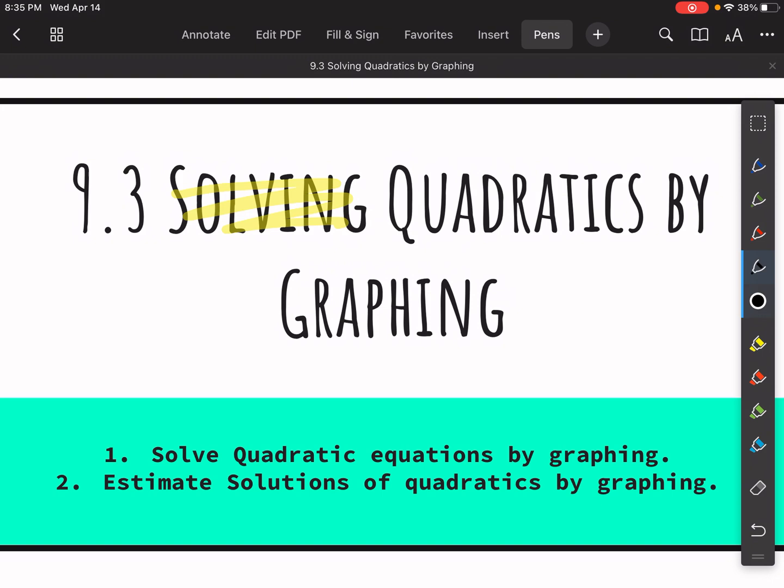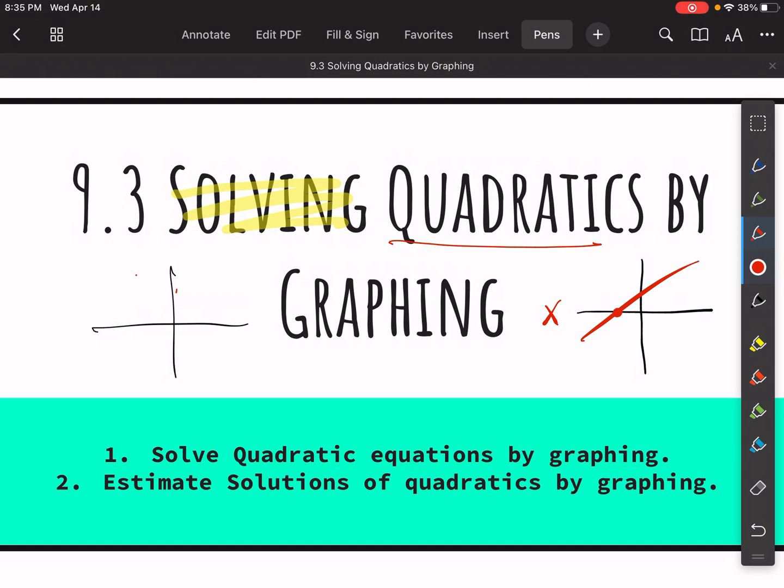So if you recall from our section on lines that we did a while back, if you had a line, the solution to the line is where the line crosses the x-axis. All right, so for today, we're going to look at where a quadratic equation, which is what we've been focusing on, where does that cross our x-axis?